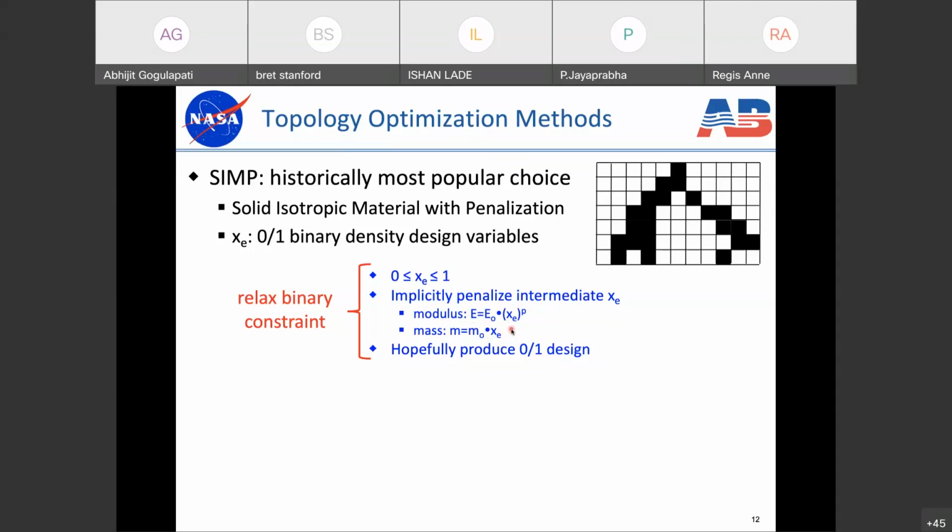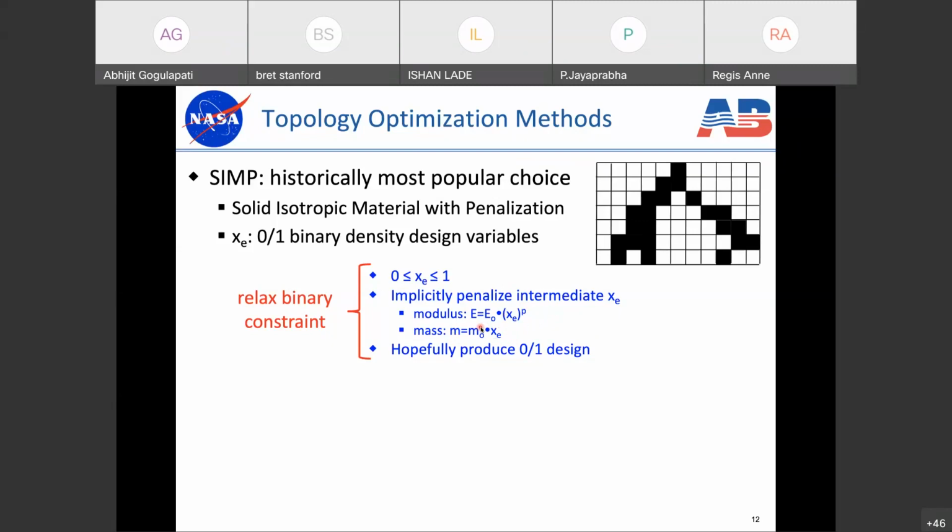So the optimizer may think that a value of 1/2, which is a gray material, is an attractive value for topology because it has half the stiffness, which is not good, but it only has half the mass, and that is good. But if we use this math here with a power law function, a value of x would still have half the mass, but it would have far less than half the modulus. It would have 1/2 cubed. And so this undercuts the stiffness of an intermediate value.